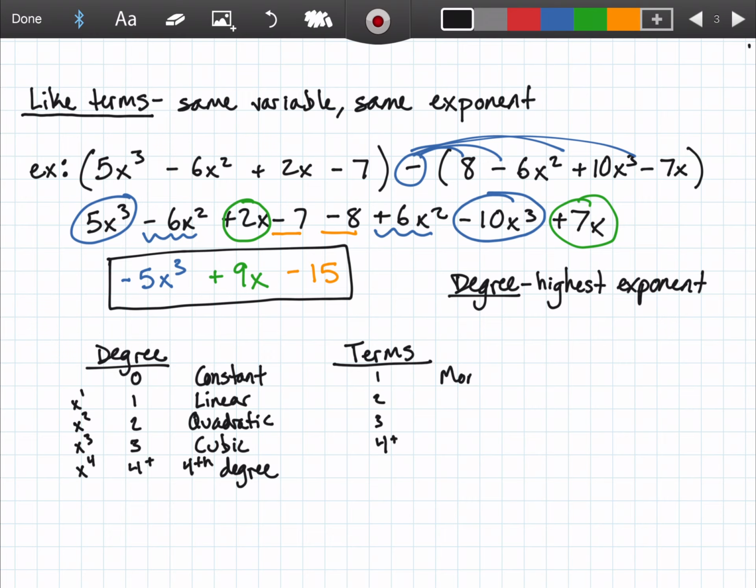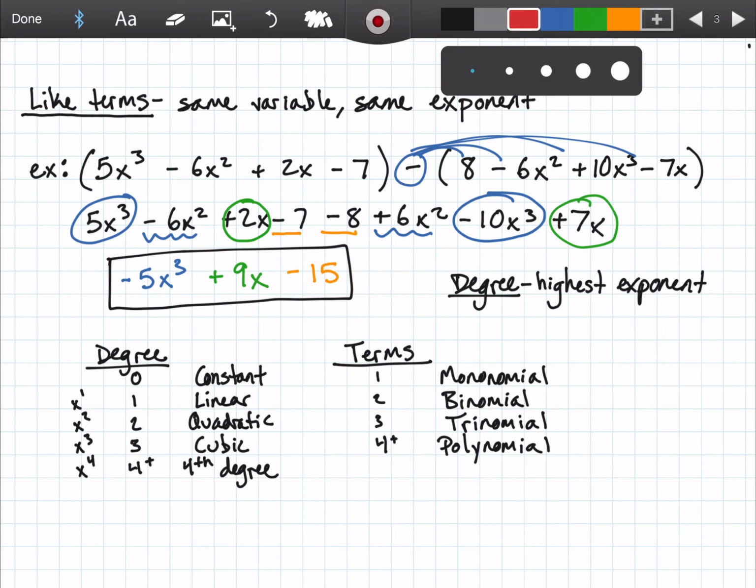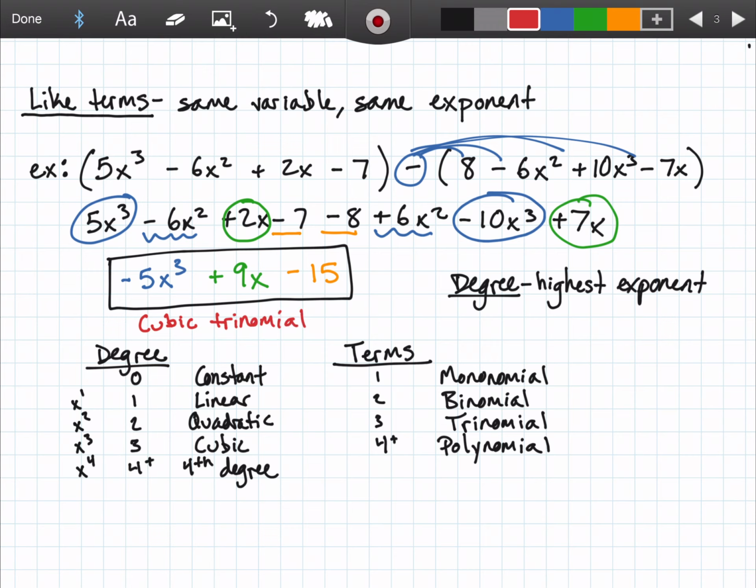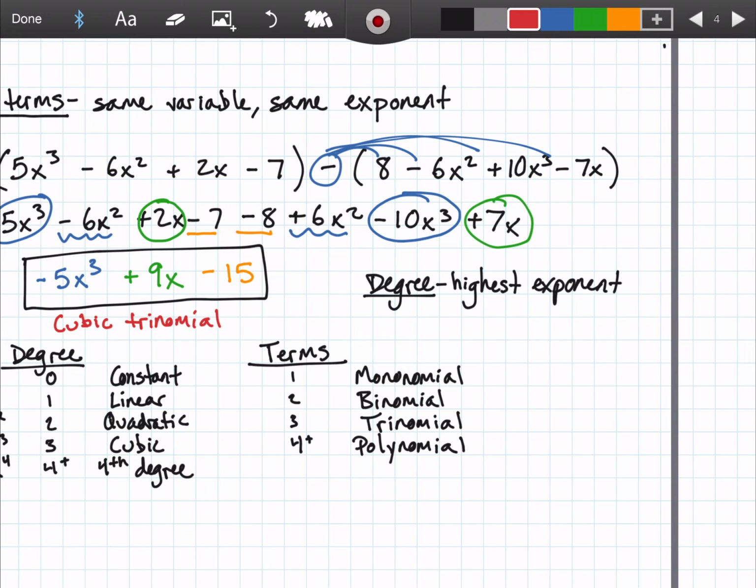So if you have 1 term, it's a monomial. 2 terms is a binomial. 3 terms, trinomial. And if it's 4 or more, then we'll call it a polynomial. So I can take a look at this lovely polynomial that we have up here, and we're going to get more specific, and I know that this is going to be a cubic trinomial. Thank you, Unit 1. Let's move on.